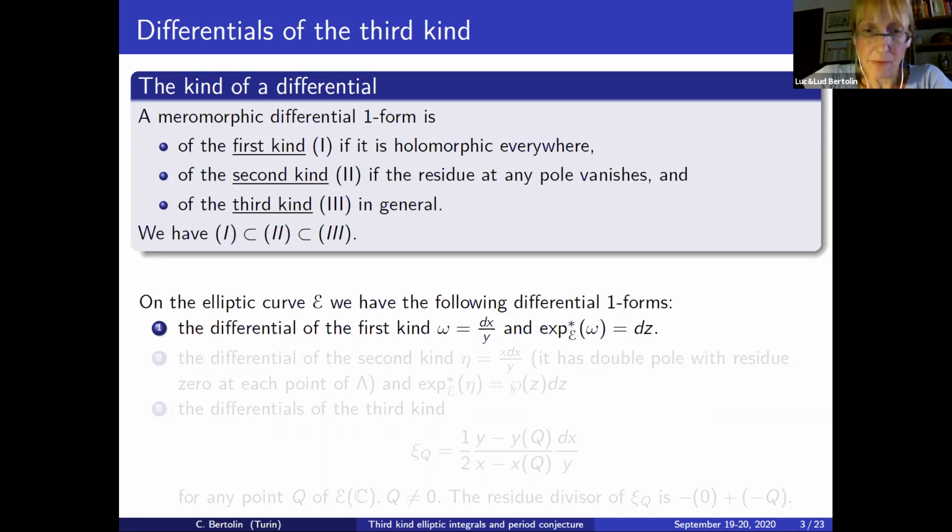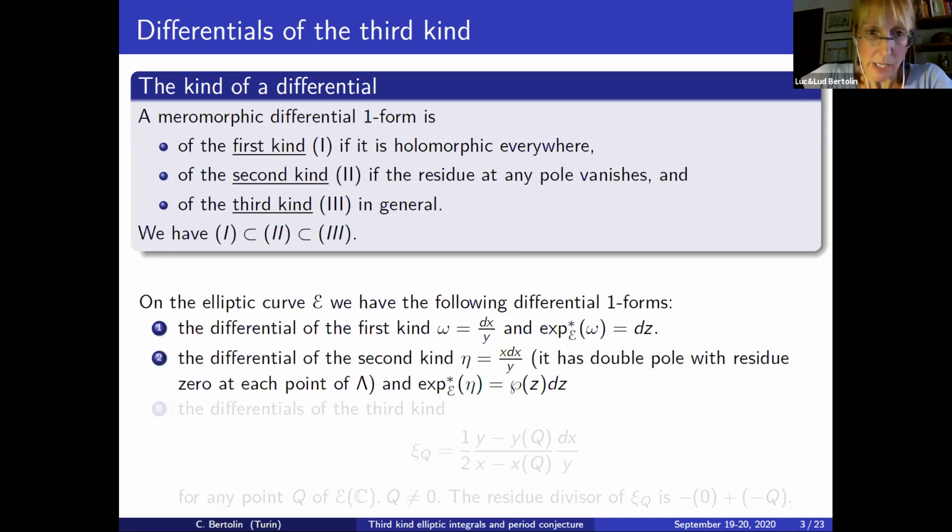As a differential of the second kind, we have eta, which is x dx over y. It has a double pole with residue 0 at each point of the lattice, and the pullback of eta via the exponential is just ℘ dz. These two differentials are well known. Nothing is new so far. What is, in my view, not so well known are the differentials of the third kind.